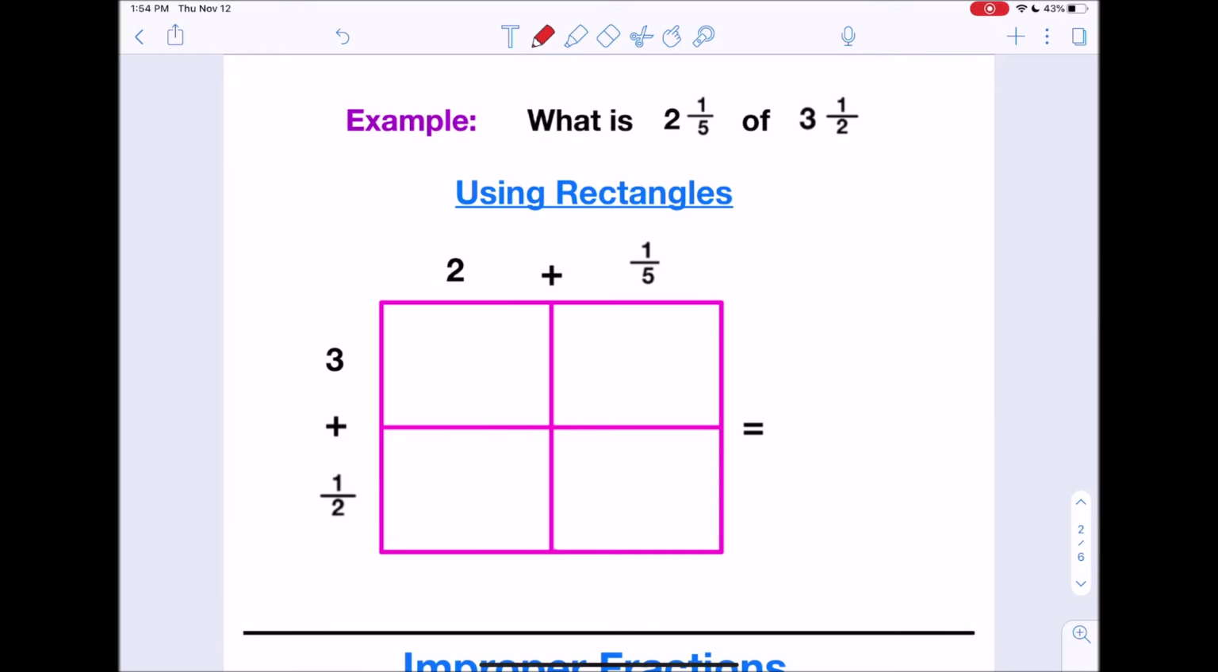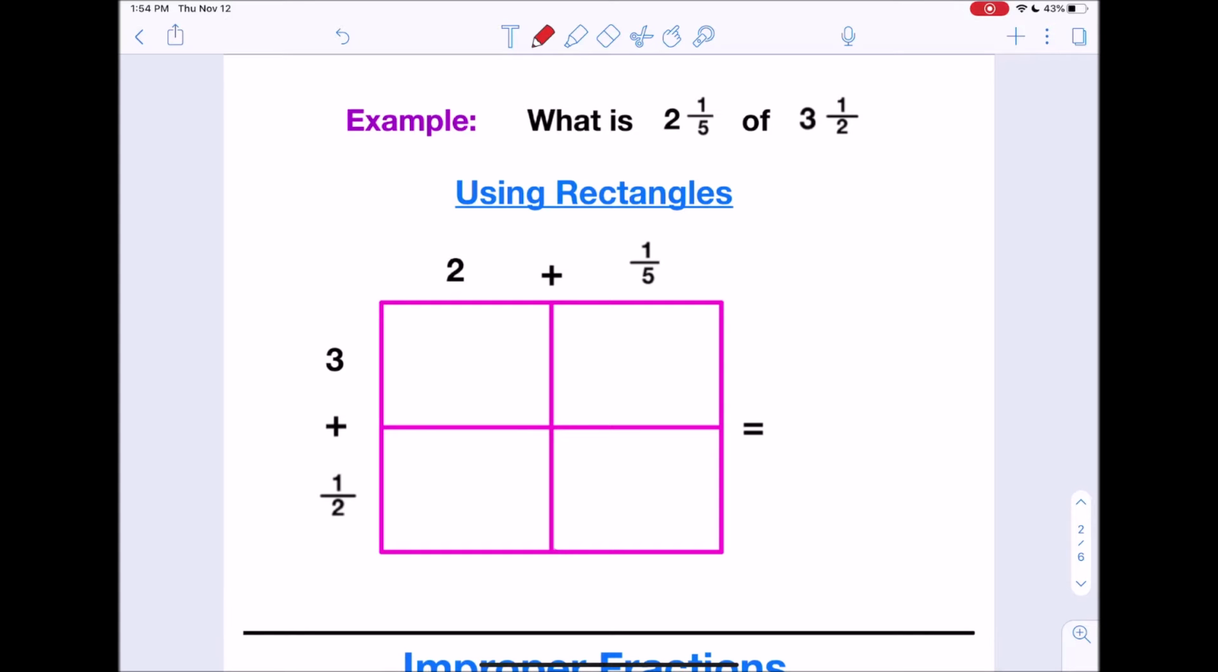So we're going to take that 2 1/5 and we're going to multiply it with the 3 1/2, and we're going to start with rectangles. So as you can see, I have a rectangle. It's been split into 4 different parts. Each box will have part of the problem in it, and then we're going to add it all up at the end and get our answer. So how does this work?